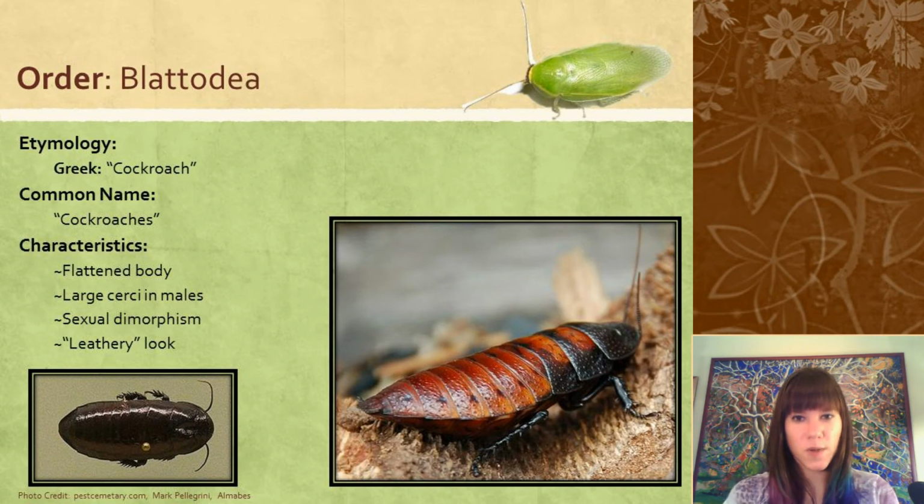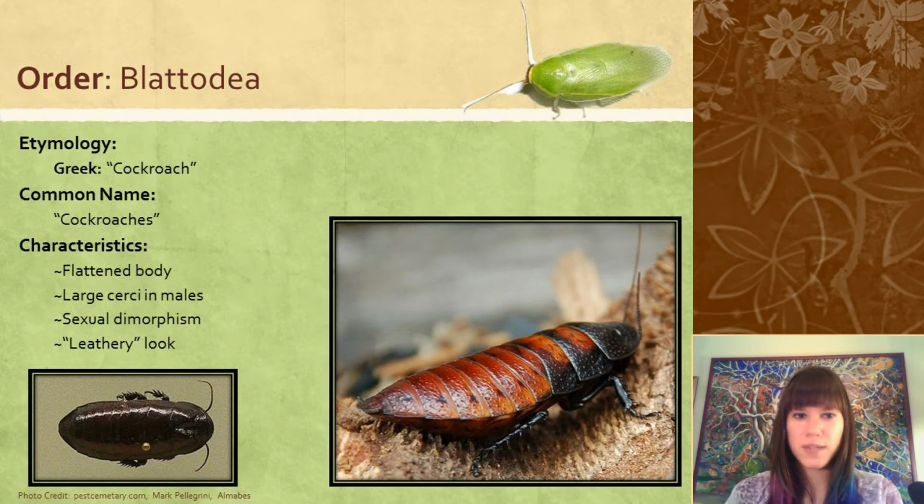The next order is Blattodea, and these are your cockroaches. In Greek, Blattodea just means cockroach, and if you want a super literal translation, Blattodea is one that shuns away from light, because the cockroaches run away when you open the door and they hide in your cabinets and stuff. Their characteristics are that they have a flattened body that often looks leathery.